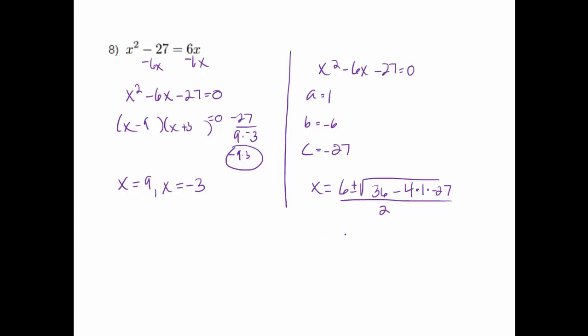And then from here, if you type this in the square root, you're going to get 12. So it's going to be 6 plus or minus 12 divided by 2. 6 plus 12 is 18. And if we divide that by 2, we will get 9. And then 6 minus 12 is negative 6 divided by 2, which gives us negative 3.